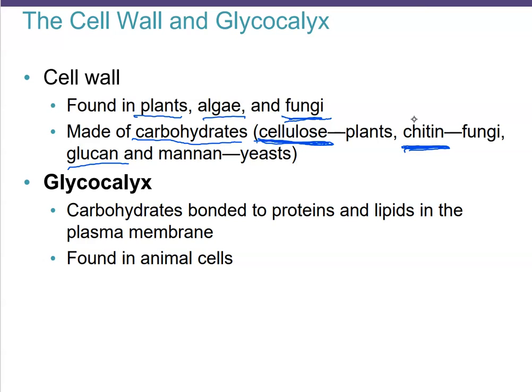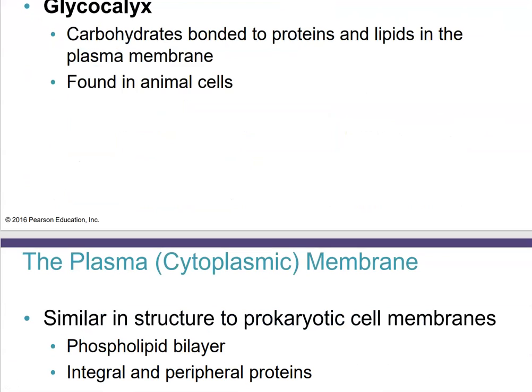The glycocalyx, those are also carbohydrates. They're bonded to proteins and lipids in the plasma membrane. They would be found in animal cells, and they help a complex eukaryotic organism such as a human being, to help the immune system recognize self, distinguishing it from non-self. So the glycocalyx has a variety of functions. It also bonds the cells together and helps tissues to stay in place.